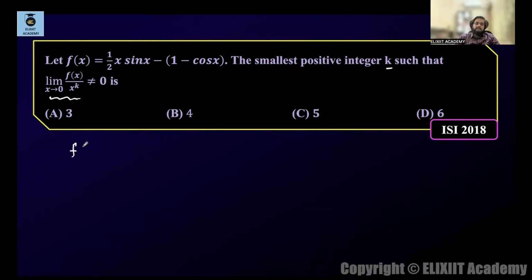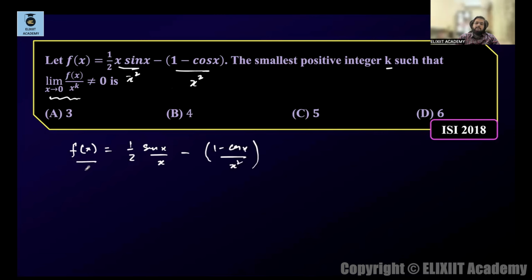f(x) is this function. f(x) is half times x sin x minus (1 minus cos x). If I divide by x squared, what happens? This part will become half times x sin x divided by x squared. The x and this x will cancel out, so you're left with sin x upon x. And this part will become minus (1 minus cos x) divided by x squared. That's what will happen when we divide f(x) by x squared.